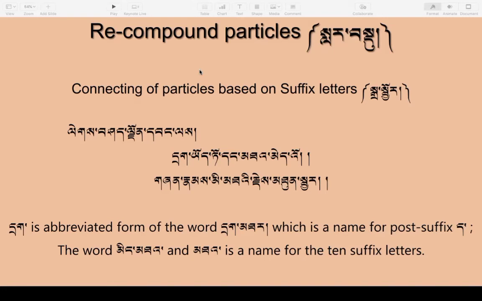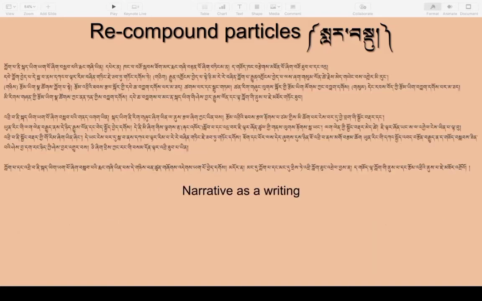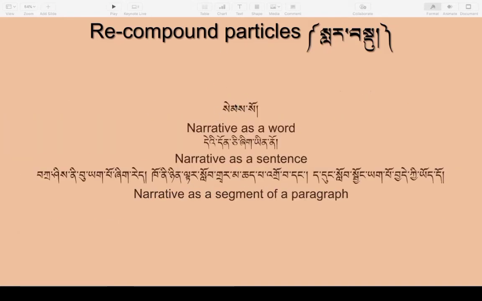So in the case of recompound particles, the concept is very simple. You only use it with a word that comes at the end of the sentence. It comes at the end of the sentence, or, for example, in this one, it's just one single word. In this case, you don't have to think much. Just add it at the end of this word, and this becomes one single narrative. In this case, it's a single sentence, so it comes after the last word of the sentence, according to the suffix. If the suffix is na, it becomes no. And this is your sentence and a single narrative.